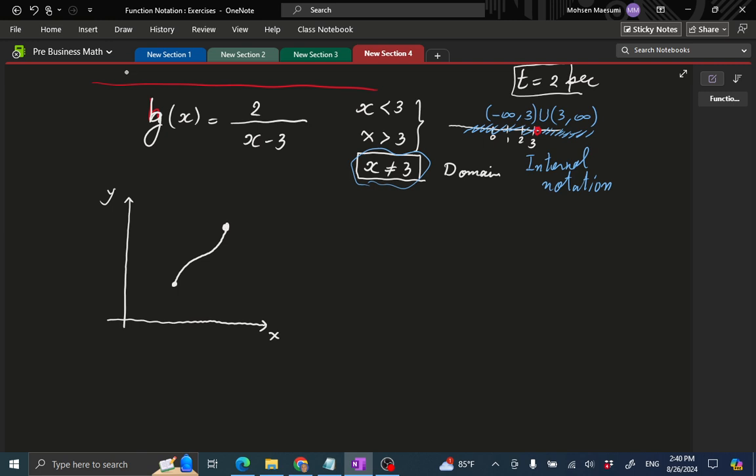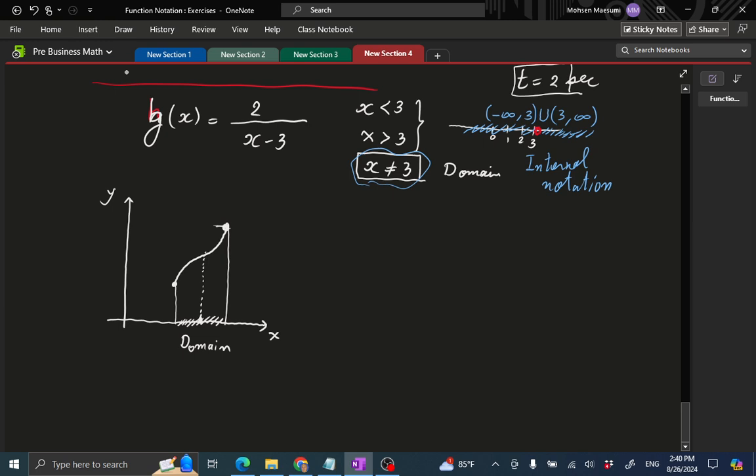What is meant by the domain? The domain is a set of x's for which you have the function above it. So this is the domain. These are x's at which point if you go vertically up, you are going to hit the graph of the function.